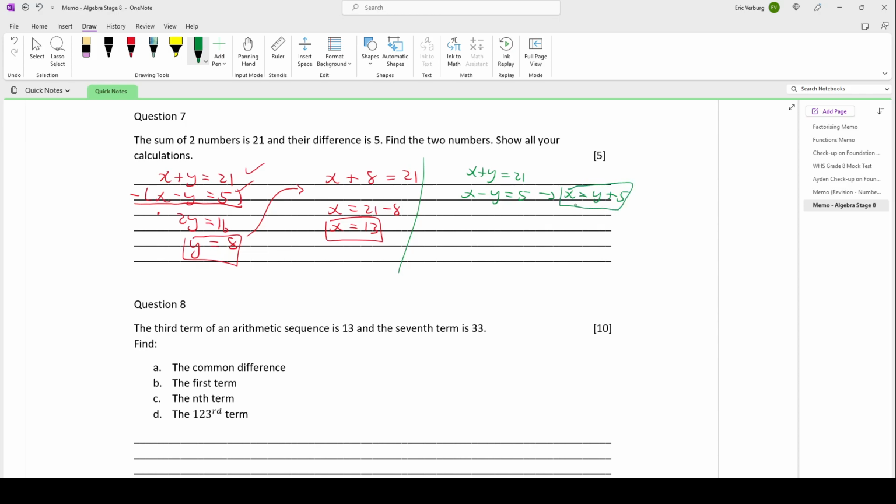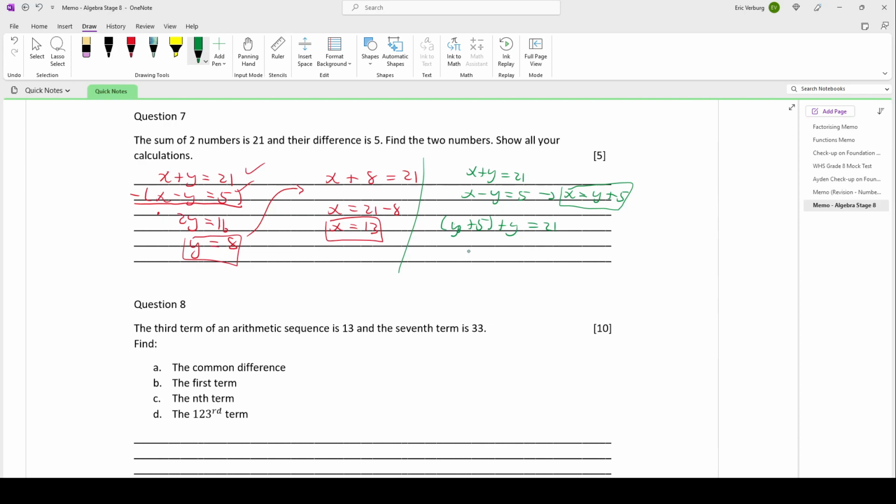And now we substitute this into the other equation. So our other equation is x plus y, but we know that x is y plus 5. So x plus y equals 21. Right? But instead of x, we're going to put y plus 5 because x is equal to y plus 5. So y plus 5. And then we just solve.